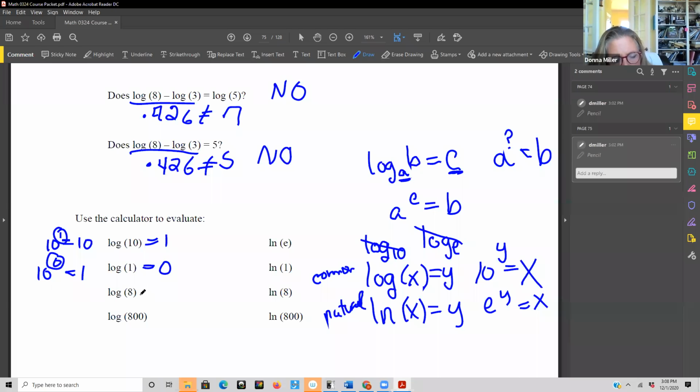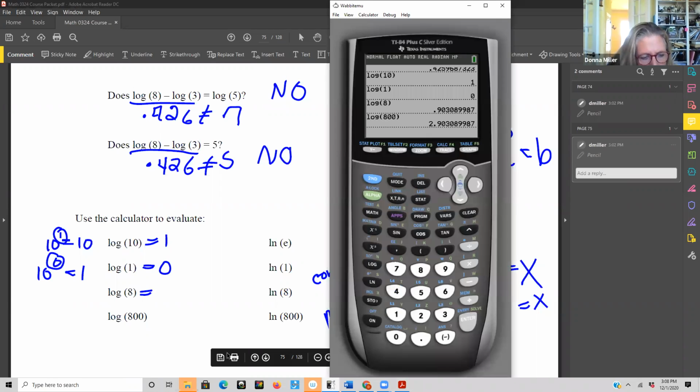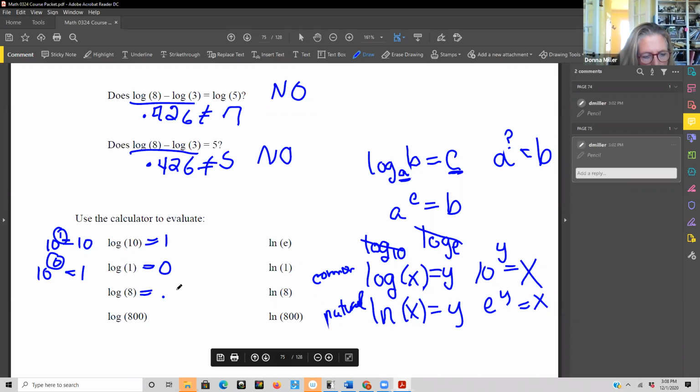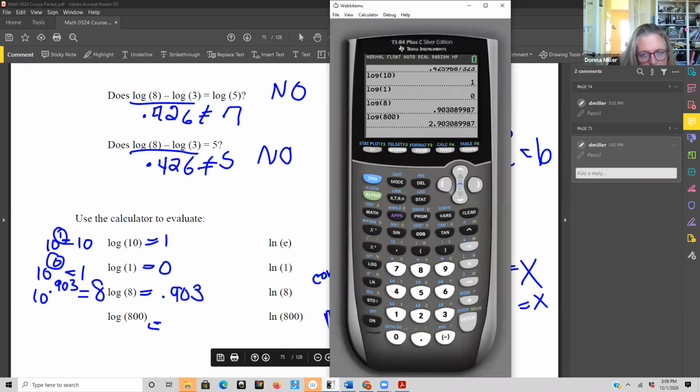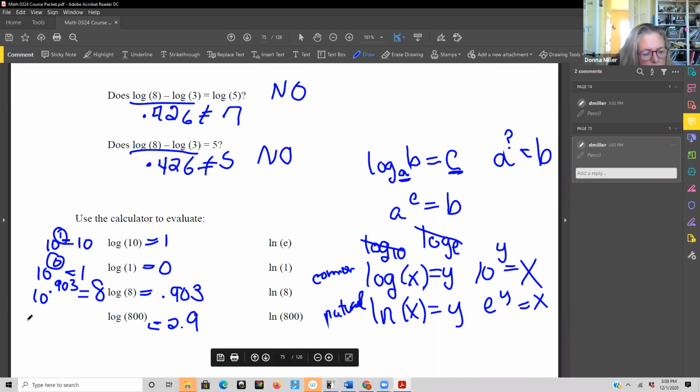Log of 8 was, what was log of 8? I forgot. 0.903. Which tells me 10 to the 0.903 is 8. That's what it's telling me. And the log of 800 was 2.9. So this tells me that 10 to the 2.9 is about 800.